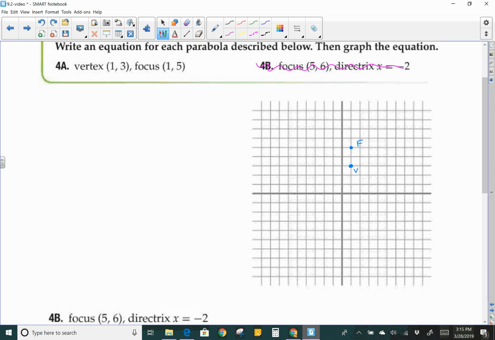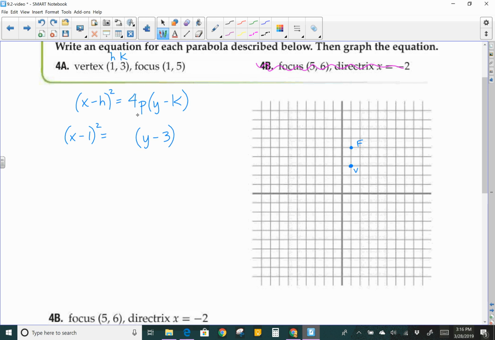Now, if that's my focus, I don't have to, oh, it does say graph. It does say you don't have to graph it. But if that's my focus, that's enough to tell me that my parabola is going up. And if my parabola is going up, then I know that my x is going to be squared, and the rest of it's going to look like this. I happen to think this is an easier one to deal with. So, x minus h. Well, what's h? Well, there's h right here, and there's k. So it's going to be x minus 1 squared equals something times y minus 3.